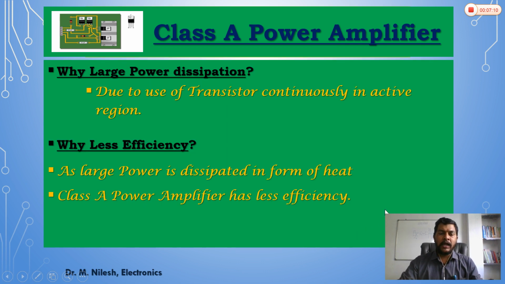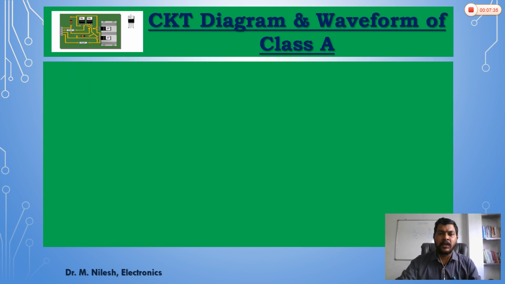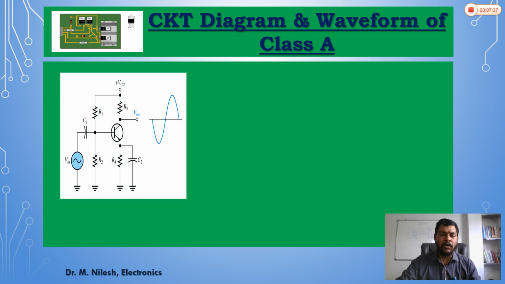So why is large power dissipation there? Because the transistor works continuously in the active region, and it amplifies the whole of the cycle, and therefore it requires a large power, and therefore it dissipates maximum power. And why does it have less efficiency? For the same reason, more power is dissipated, and therefore this type of Class A power amplifier has less efficiency.